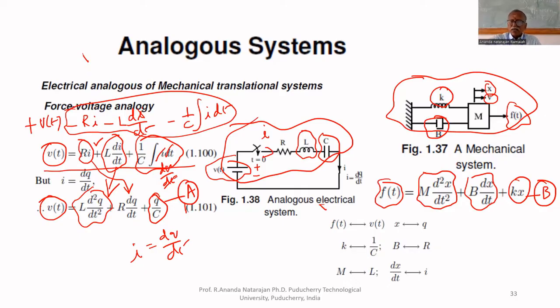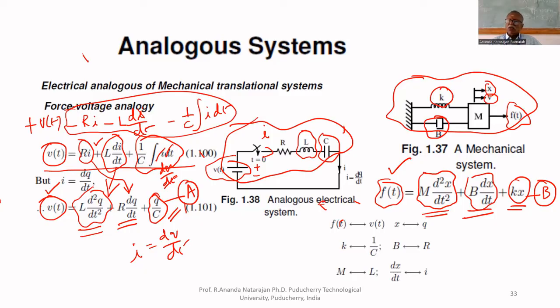If you see here f of t, here v of t; here m d square x by dt square, here L d square q by dt square; here b dx by dt, here r dq by dt; here kx, here 1 upon c q. Both equations are identical, not equal. Identical equations are there.